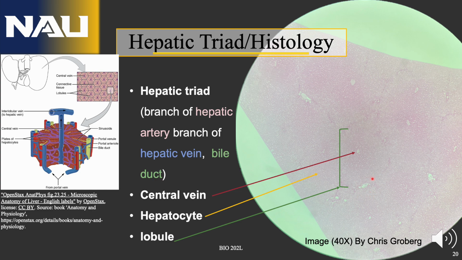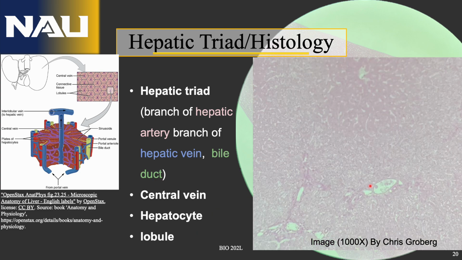We know how to identify veins and arteries. Arteries have thicker walls, and veins have a larger lumen. And bile ducts have a darker staining endothelium. So if you look at this corner of the hepatic lobule, you'll see here a vein. Here is an artery. And then right here is a hepatic bile duct.